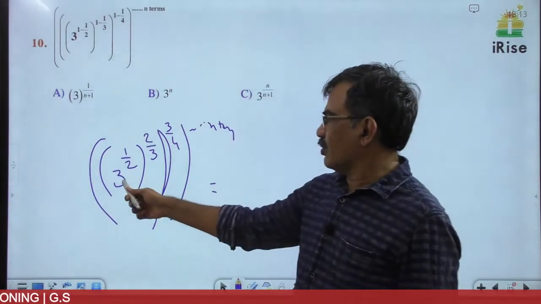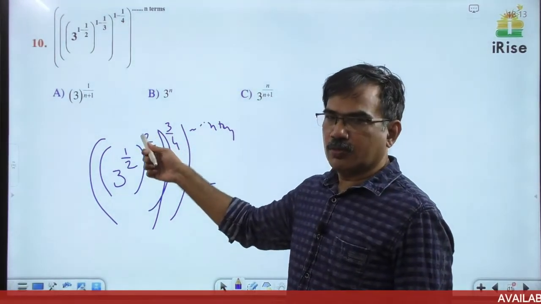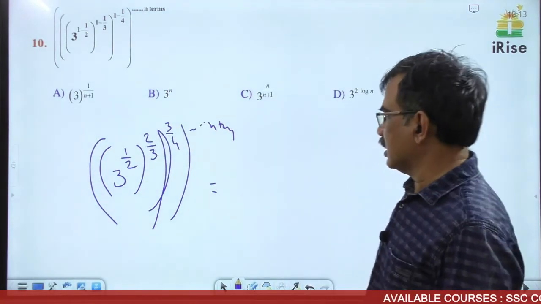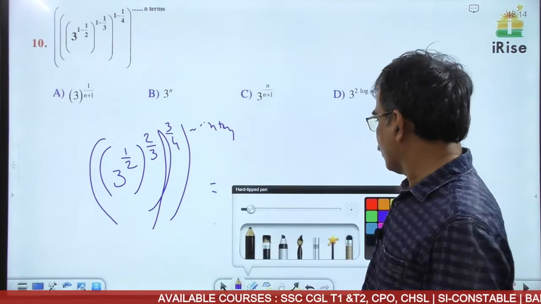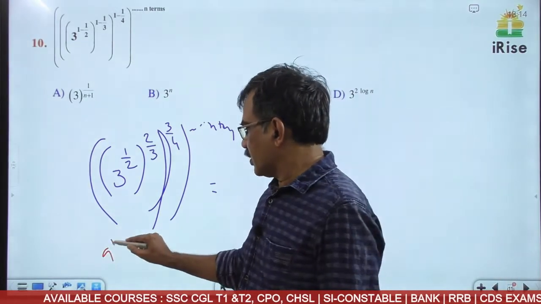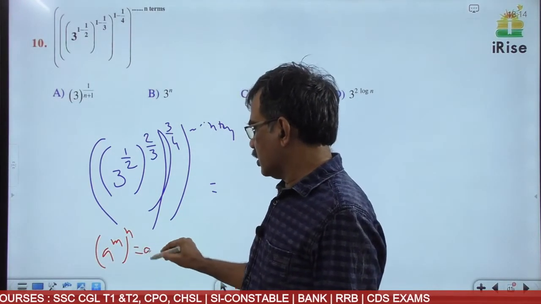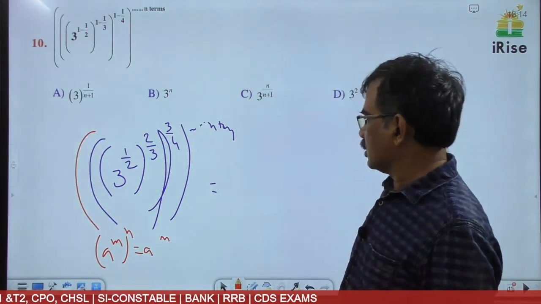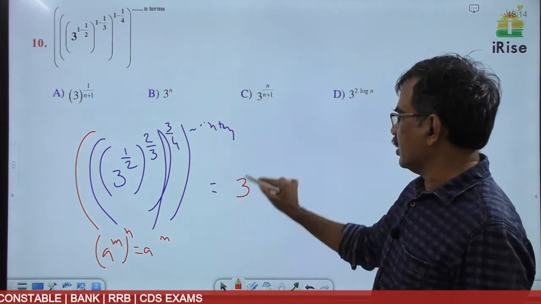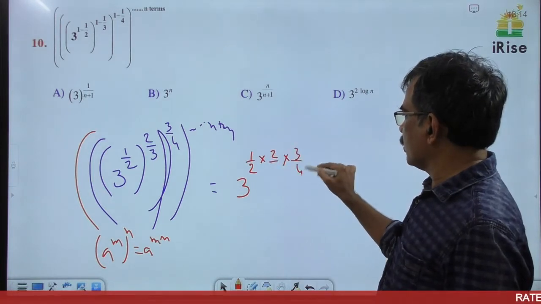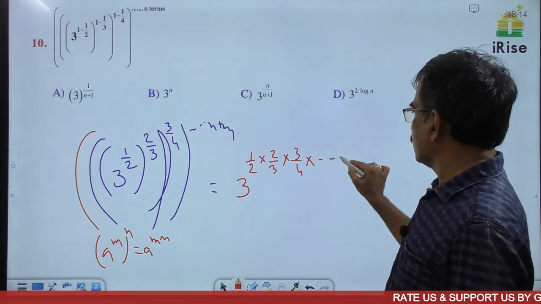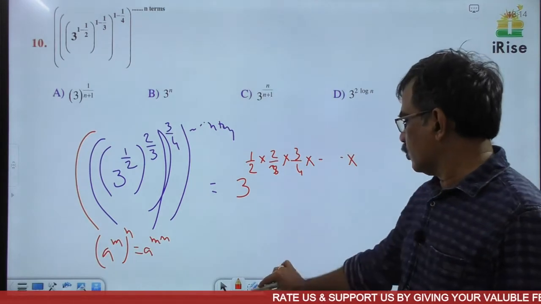Here this is in the form of a power m power n, whole power p, whole power q, like that. It is nothing but the product of these values. Already we know the formula: a power m whole power n is equal to a power mn. I want to use this formula. This is nothing but 3 power 1 by 2 into 2 by 3 into 3 by 4 and so on. What is the nth term here?